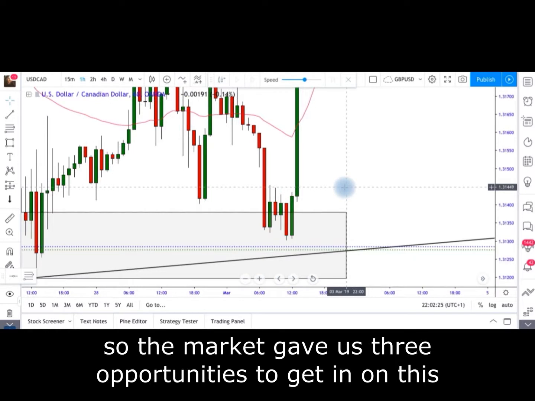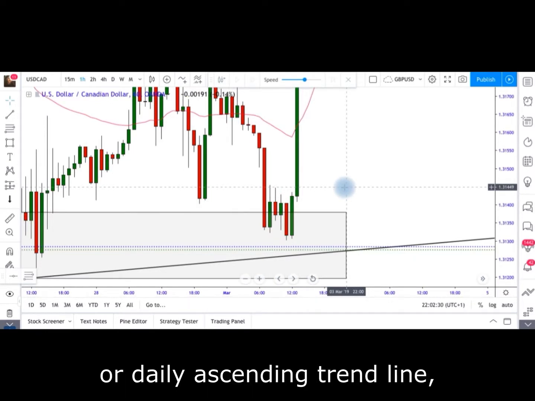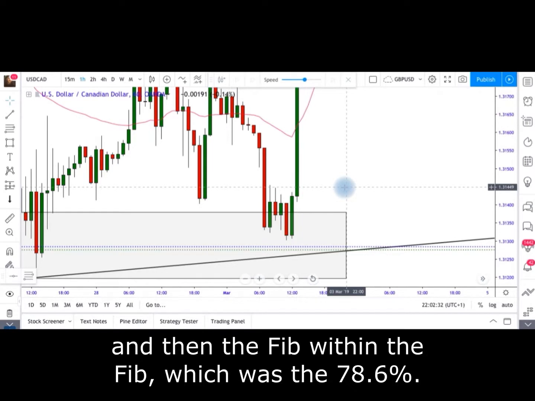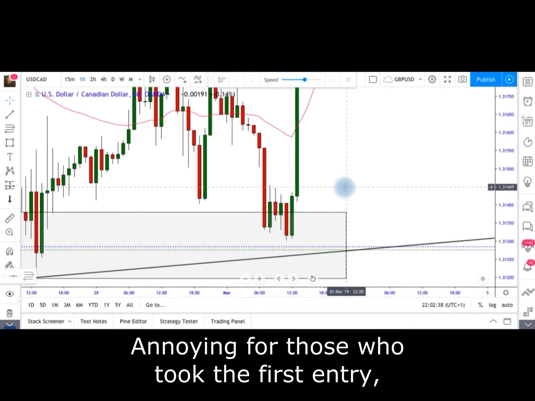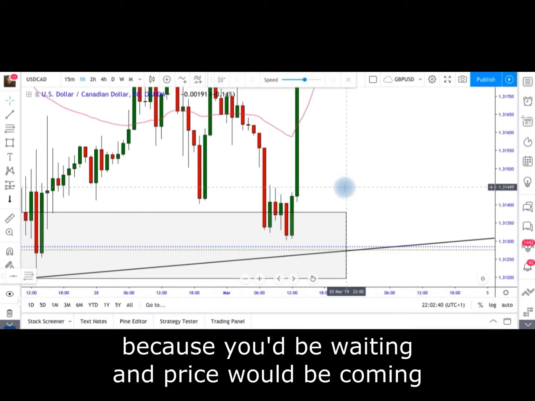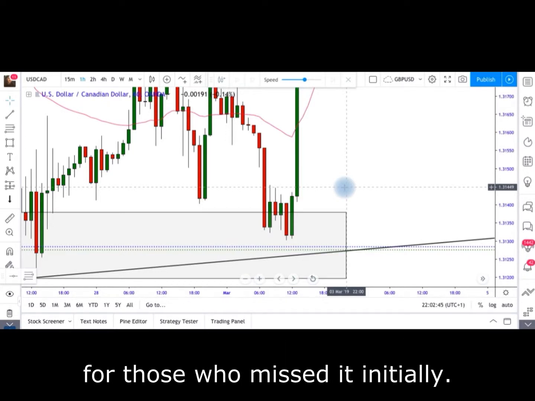So the market gave us 3 opportunities to get in on this, off the main 618 and the main weekly or daily ascending trend line, and then the fib within the fib, which was the 78.6%. So it actually gave us 3 opportunities to get in on this. Annoying for those who took the first entry, because you'd be waiting and price would be coming back to your entry constantly. But good for those who missed it initially.